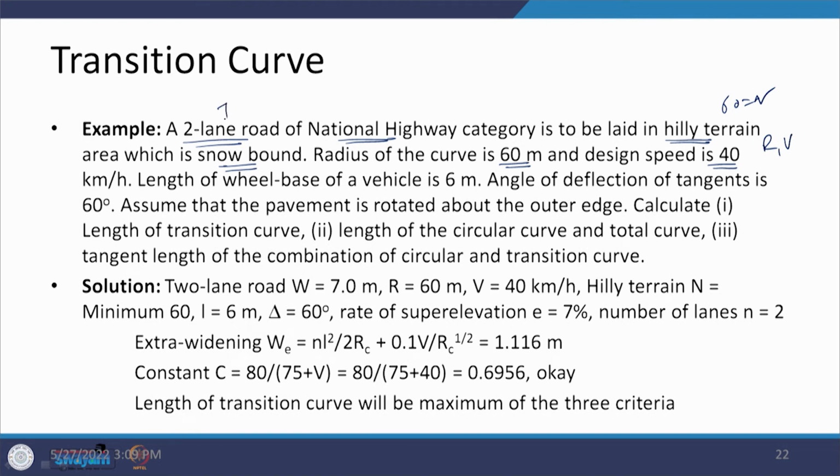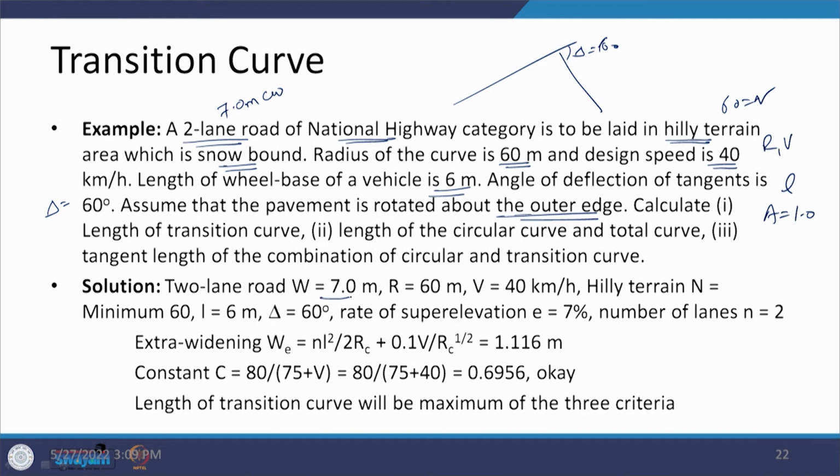A 2-lane road means it is a 7 meter wide carriageway. Then we have the length of the wheelbase as 6 meters, deflection angle delta as 60 degrees, and the pavement is rotated about the outer edge, so A is 1.0. We have to calculate the length of the transition curve, the length of the circular curve and the total curve, and the tangent length of the combination of the circular and the transition curve. These are the characteristics which we need to calculate.